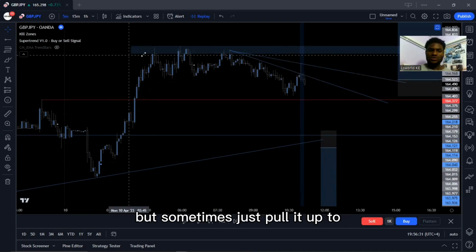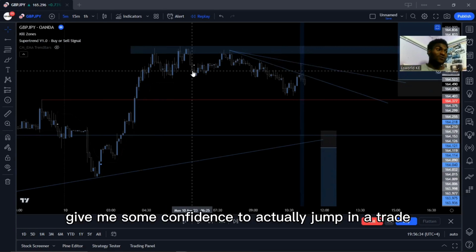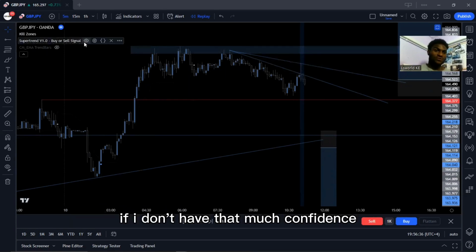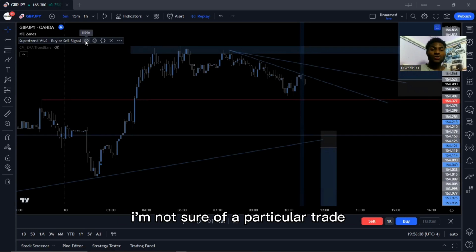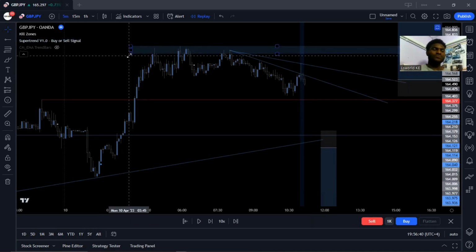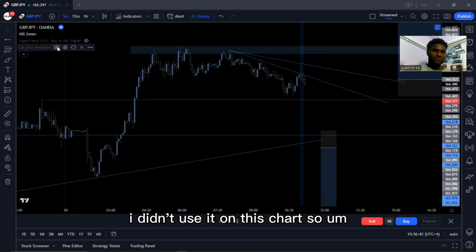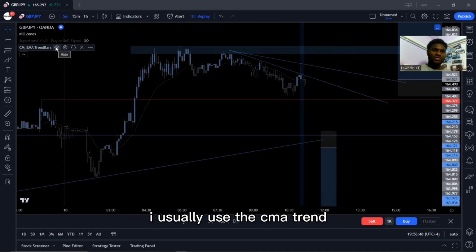But sometimes I just pull it up to give me that confidence to actually jump into a trade. If I don't have that much confidence, or if I'm not sure of a particular trade, I can just pull it up to get that confidence to jump into the trade. But anyways, let's put it aside. I didn't use it on this chart. I usually use the SMA EMA trend bars.